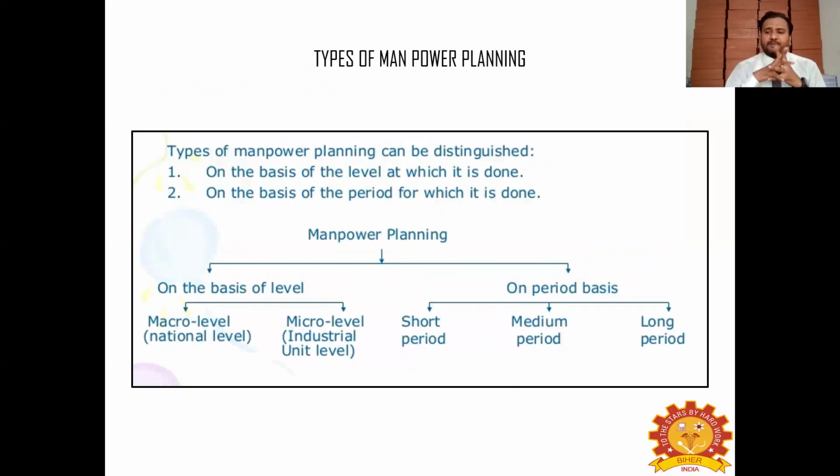We have 2 types of manpower planning. So it is 2 types: based on the period and based on the level. Based on the period, you may take them as a short period, medium period, or long period, that is with respect to time. Based on the level, you can take them for a micro level, that is for a particular small industry, or you can take them for a macro level to represent the nation as a whole.